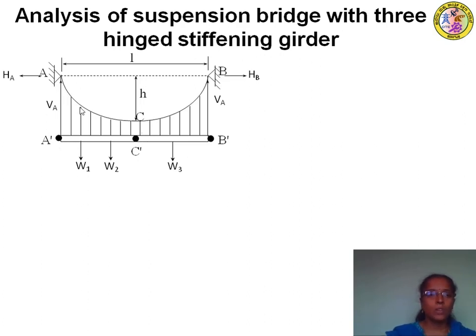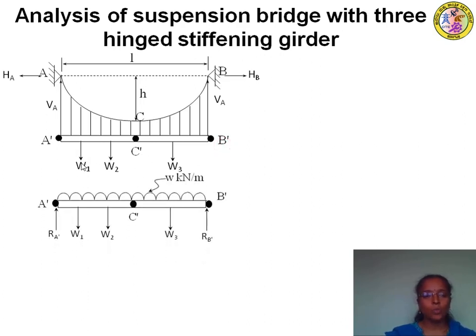As we all know, the cable is supported with suspenders or hanger bars which are equally spaced. Therefore this load can be treated as a UDL acting on this girder. Let us assume W1, W2, W3 as any external applied loads. These may be point loads or it may also be a UDL. So let these W1, W2, W3 be the externally applied loads.